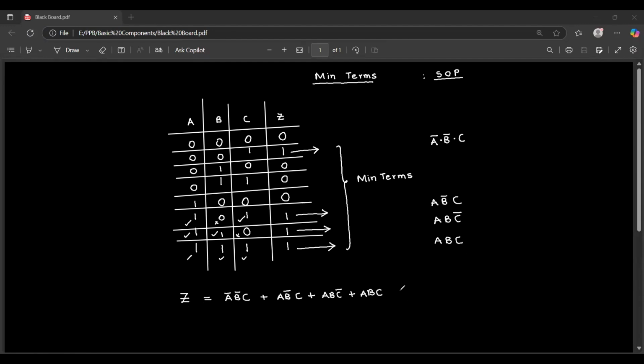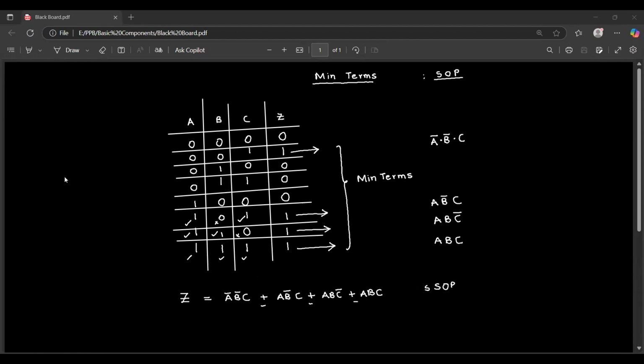If you look at this, you can clearly see all the signals in the domain are present in every single product, which means this is in SSOP form. Why? This is a sum of products, and it is in the standard form. So this is why it is called SSOP. This is the expression. Now you can actually simplify it.